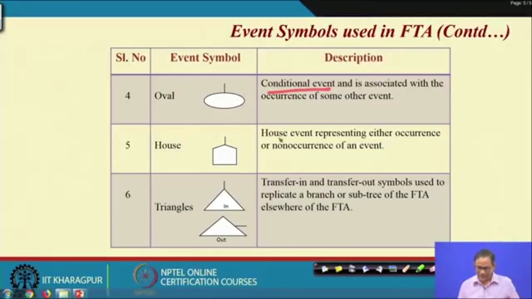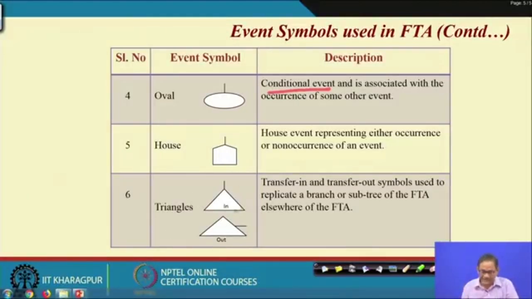What is house? House represents either occurrence or non-occurrence of an event. There may be a situation when both occurrence and non-occurrence have consequence, have causal implication to the system. Under such a situation, you will use this. It is occurrence as well as non-occurrence as consequence, not only occurrence or non-occurrence. So when you go for a bigger fault tree, maybe house events and other things will come.